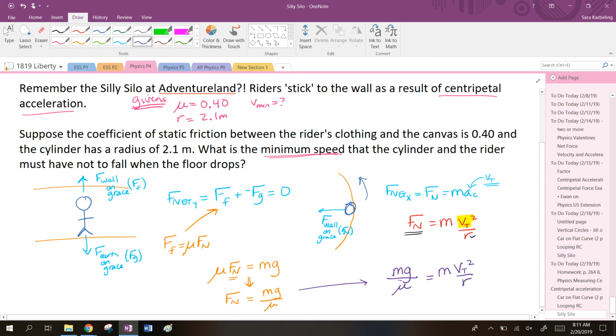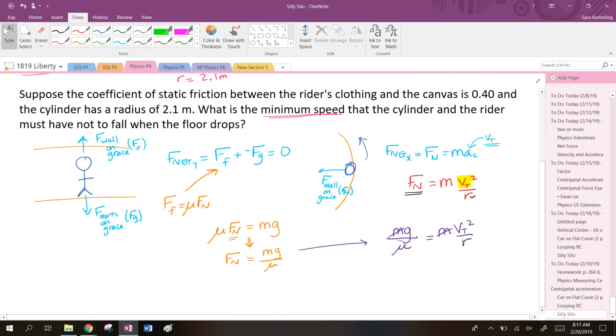Whew! Look at us. We've got masses, they go away, all right? We can solve for Vt. How are we going to do that? Let's do that in some steps. Multiply by r. Oh, it's just going to be one step. Look at us. r times g over mu is equal to Vt squared. Undo the squared by taking the square root. Okay, and there we are.